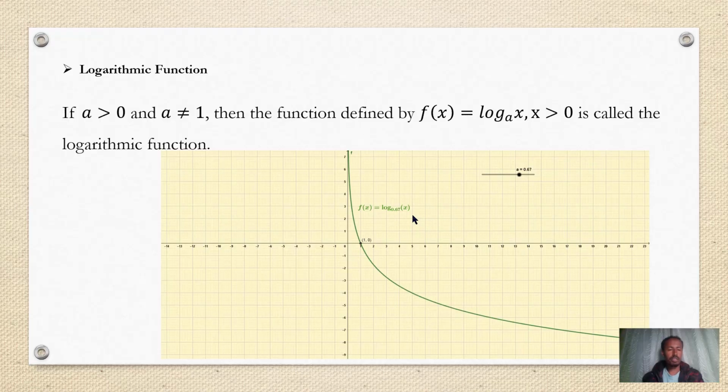And the next function is the logarithm function. The logarithm function and the exponential function have very similar characteristics, and we can change a logarithm function into an exponential function and vice versa. We will see it in the future, but they have the same properties. They only differ in their notation. If a is greater than 0 and a is not equal to 1, then the function defined by this format is called a logarithmic function. F of x is equal to the logarithm of x in base a. A is the base and x is the argument.